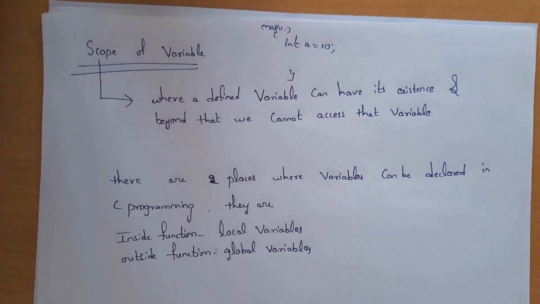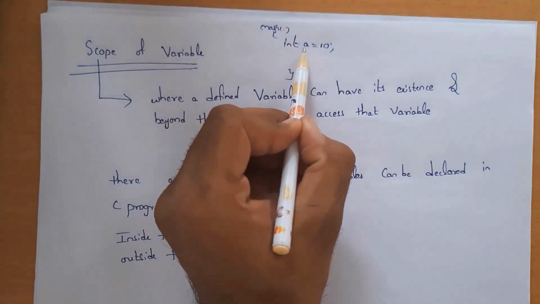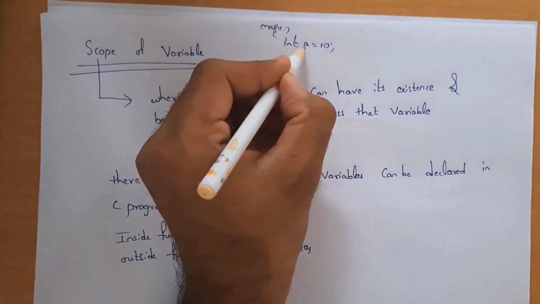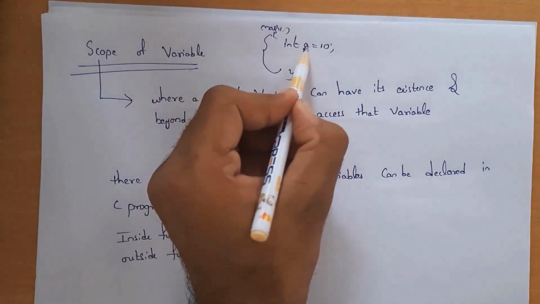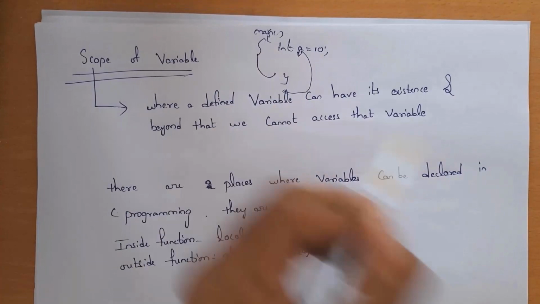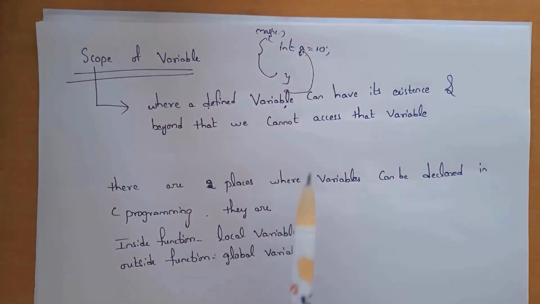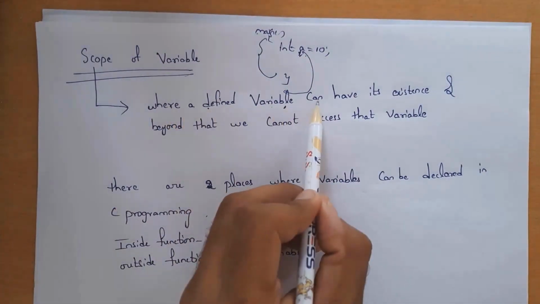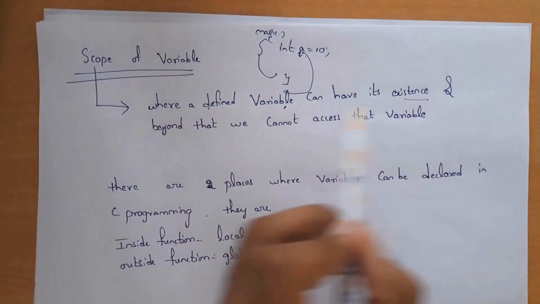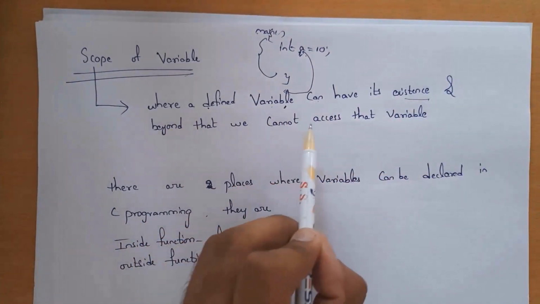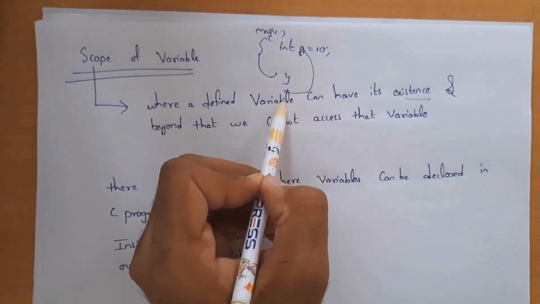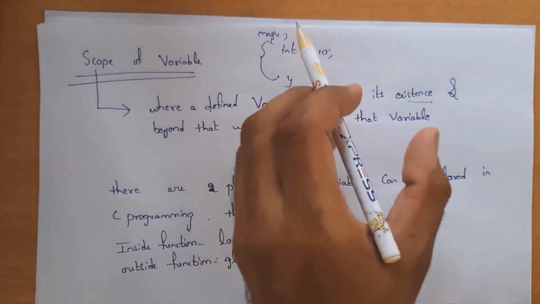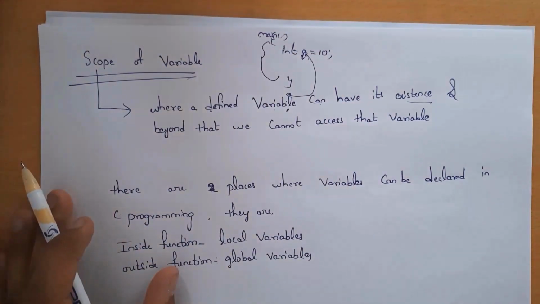Scope is nothing but the existence of a variable. For example, here I wrote int a and I wrote this inside the main function. So this variable a's existence is only inside the main function and I cannot access this variable a outside the main function. So where a variable is defined, it can have its existence and beyond that we cannot access that variable. I cannot access this variable a outside the main function because its existence is present only inside the main function. This is the meaning of scope of a variable.